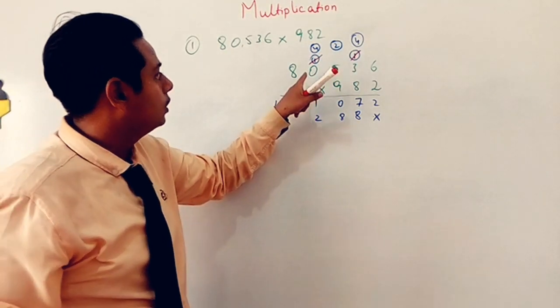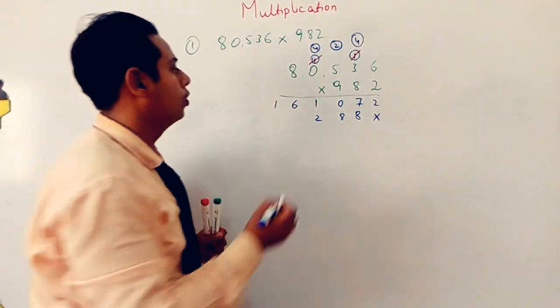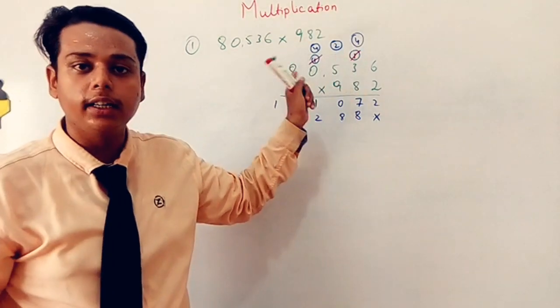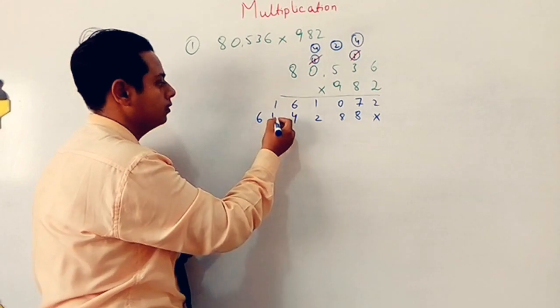Now, 8 zeros are 0. Fine? 8 0s are 0. 0 plus 4, 4 will be the answer. And 8 8s are 64.